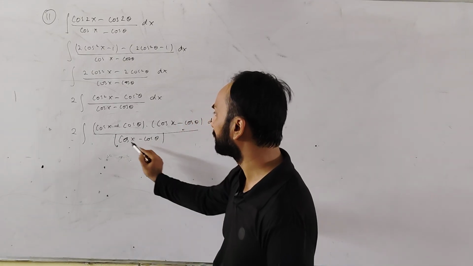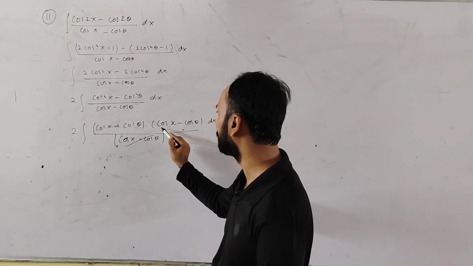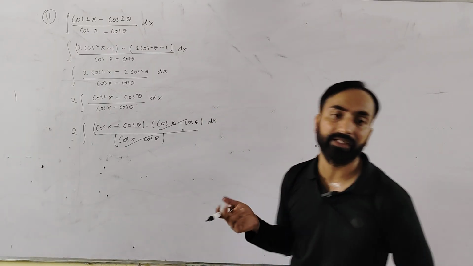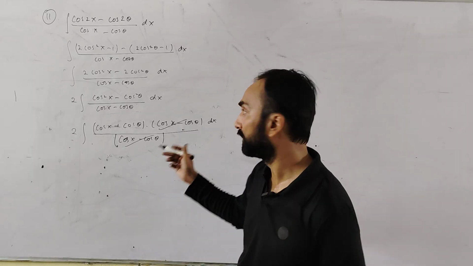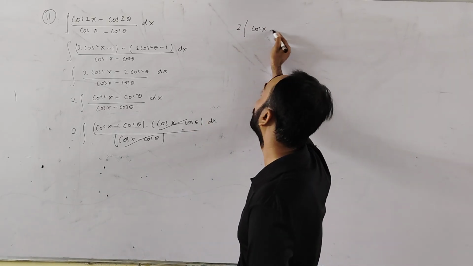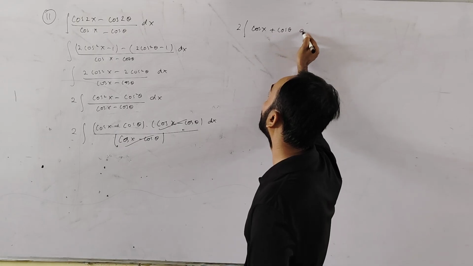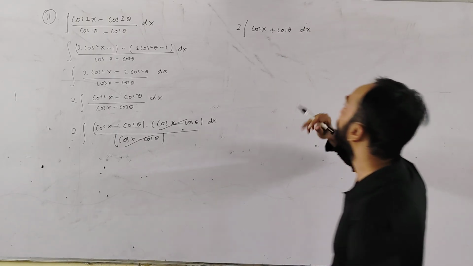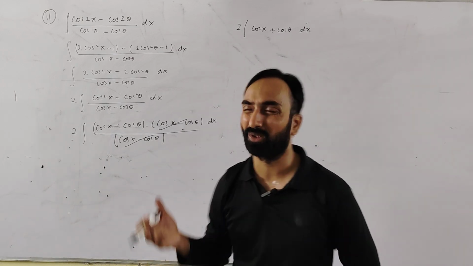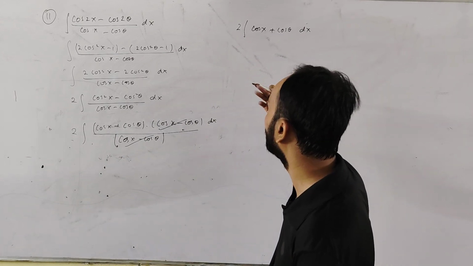Okay, now I can cancel out this part. Cos x minus cos theta and cos x minus cos theta can be cancelled out. So now finally we have to integrate only what? This thing, 2 times the integral of (cos x plus cos theta) dx, right? So see carefully, this is dx, no? So cos theta will act as what? A constant, because cos theta will have some value, right?